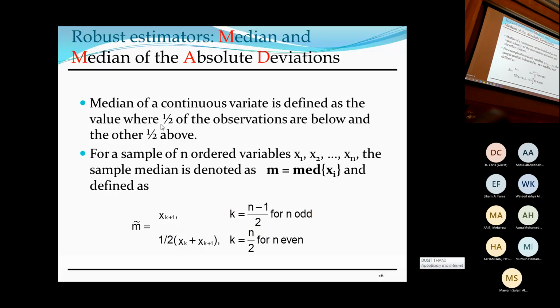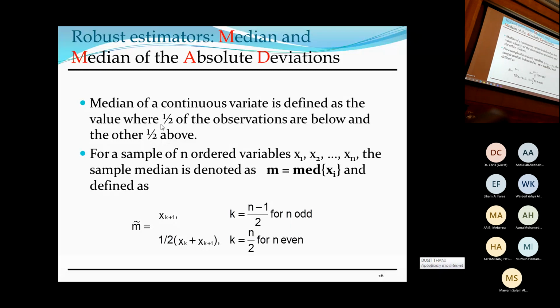For a sample of n ordered variables, the sample median is denoted as x sub I and is defined, for an odd number of variables, as n minus 1 over 2. So what does that mean? It means that it's the value corresponding to the k equals n minus 1 over 2 position for an odd number of variables. So it's the central number. So if I have 5 numbers, it's the third number.